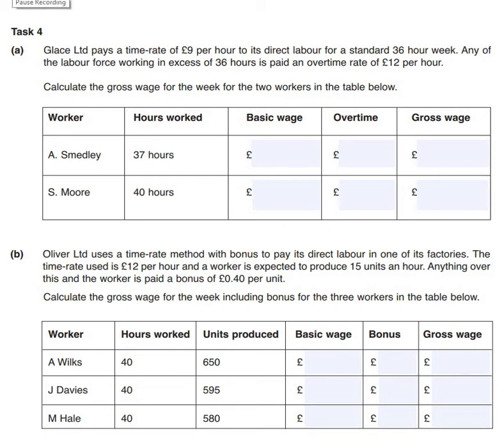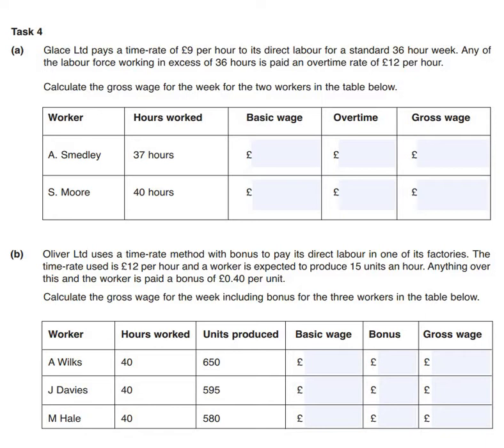This short video is an example of the Elements of Costing Task 4 assessment type question. Basically it's to do with payroll, different methods of payroll. So first of all we're going to have a look at A.